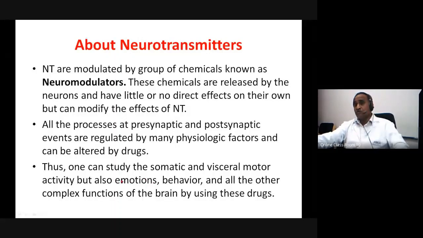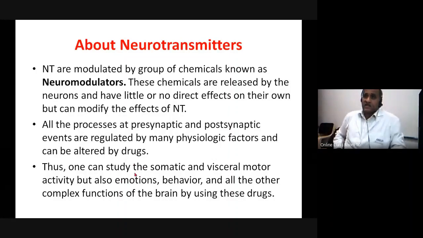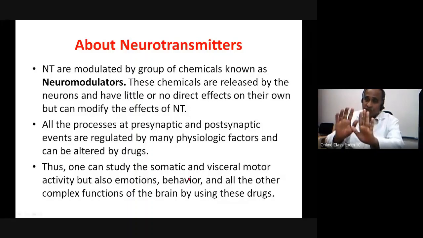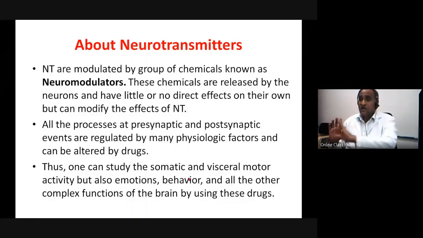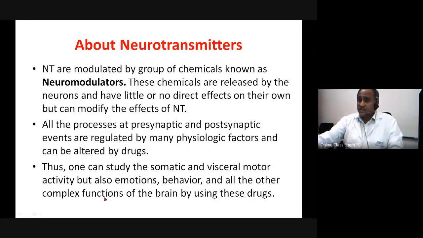I will talk about those things when I talk about the cingulate gyrus, the hippocampus and the other limbic complexes. Behavior, that means withdrawing or going forward or avoiding, all those behaviors and all our other complex functions. We perform so many functions. All these things are modulated, and these modulations can be by drugs, especially in terms of emotion and behavior.